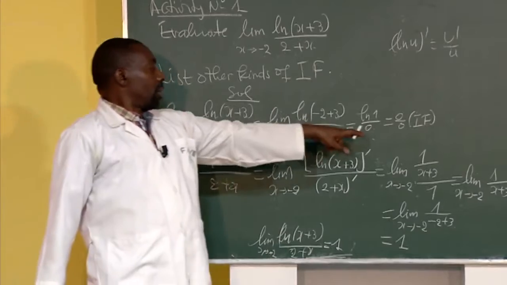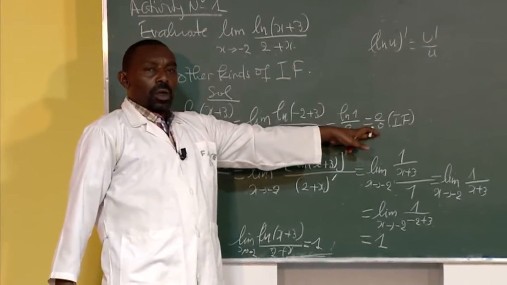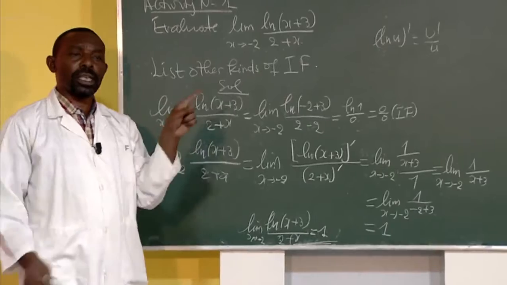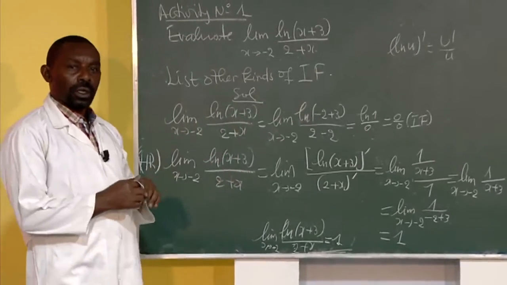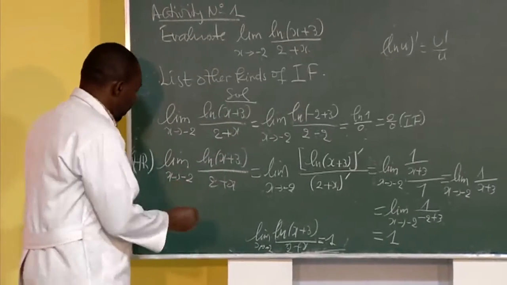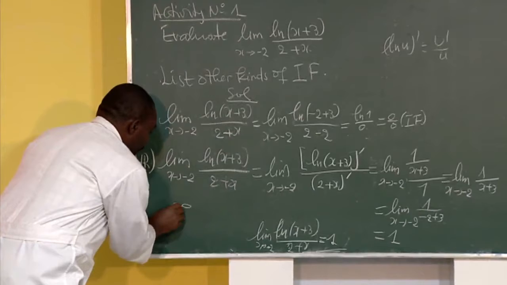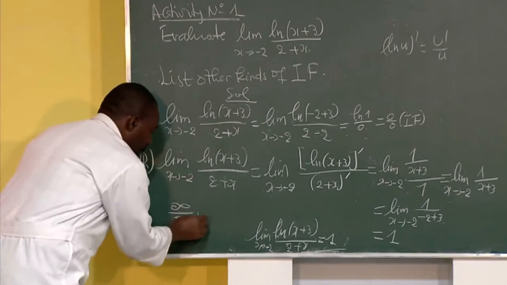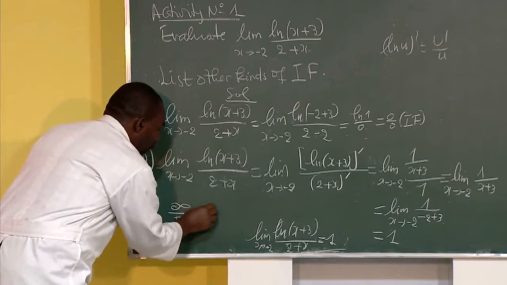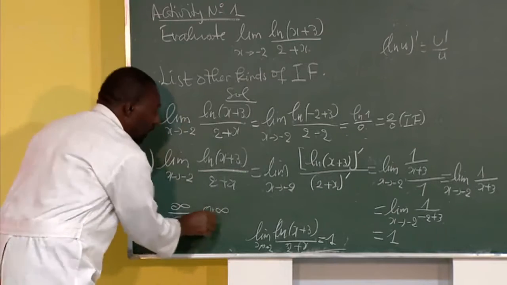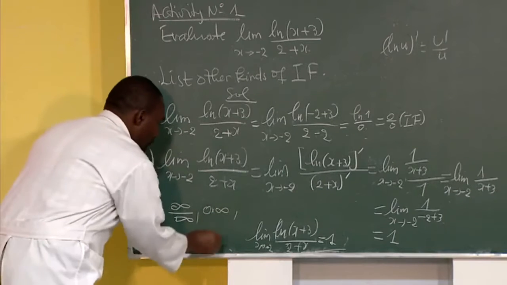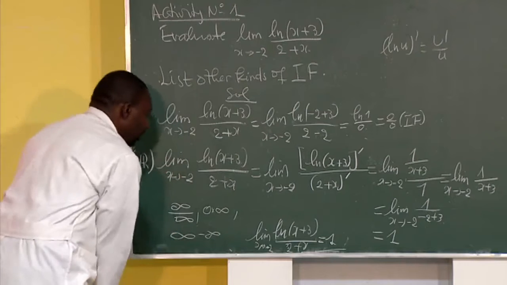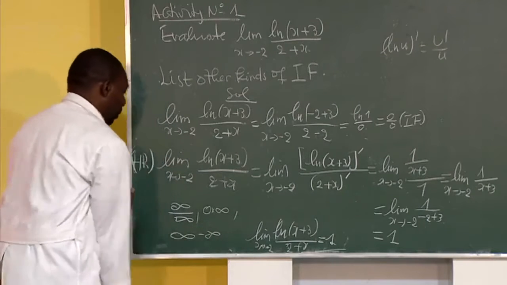The other activity was to list other kinds of indetermination. Starting with this one, 0 divided by 0, we have other kinds of indetermination taught in senior 4 and senior 5. Those indeterminations are infinity divided by infinity. Remember? We have also 0 times infinity. You remember infinity minus infinity, and so on.